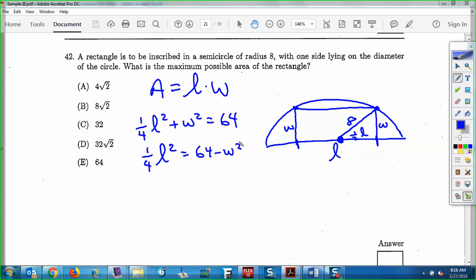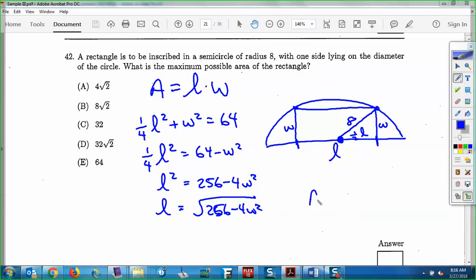Now this is a calculator one, right? It's got answers like this, but our calculators would actually do that for us, so that's kind of nice. Multiply everything by 4. So that is 256 minus 4W squared. And then L would be the square root. We wouldn't have to worry about the negative. Something like that. So we would have A is equal to W times the square root of 256 minus 4W squared. I like to do this as review of the calculus kinds of things, but I think that's probably a pretty good way to go.